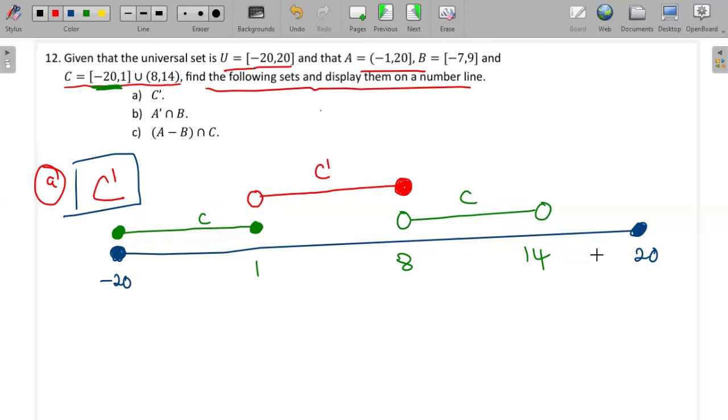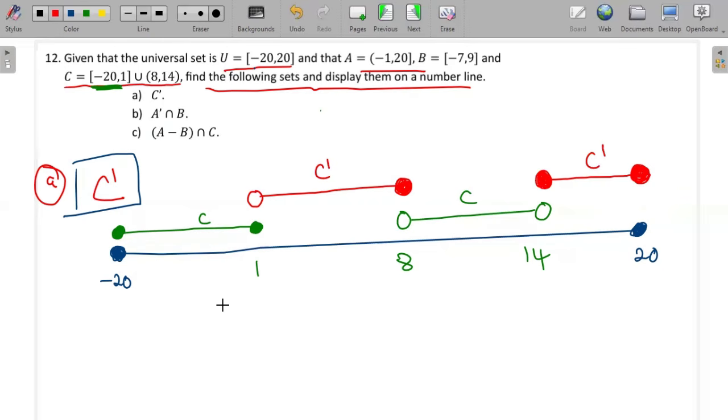But that's not the only part for C complement. We also have this part here. So we come to this endpoint of C again. This 14 is not included in C, so it will be included in the C complement. And then I go to the end. I check, is my 20 included in C? No, because the green line is not even reaching here. So even this part here will be included in the C complement. So this is my second part of the C complement.